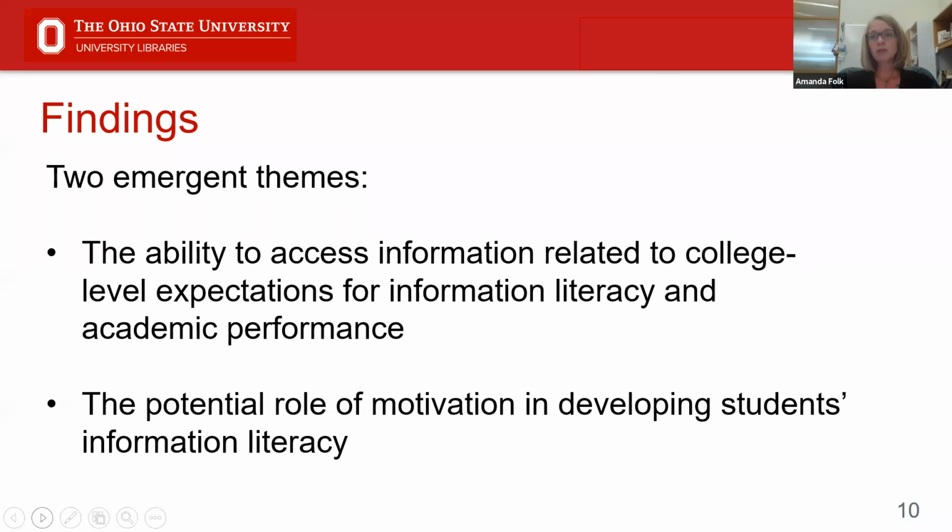There were generally 2 emergent themes when we looked at this data collectively. One, the importance of the ability for students to access information related to college level expectations for information literacy and overall academic performance. And the second was the potential role of motivation in developing students' information literacy.